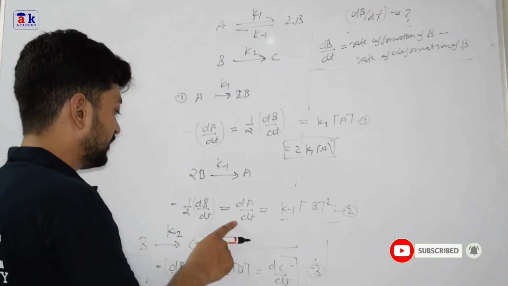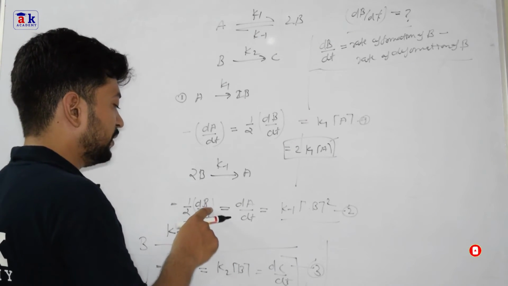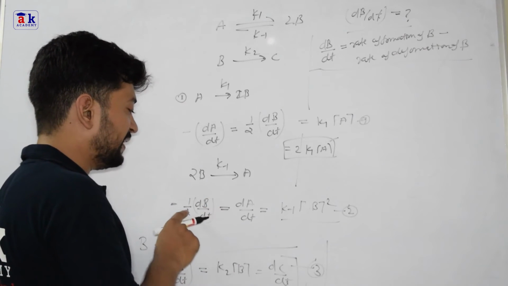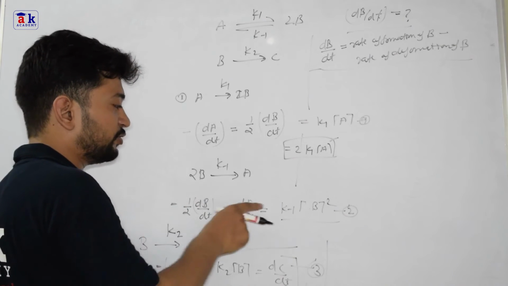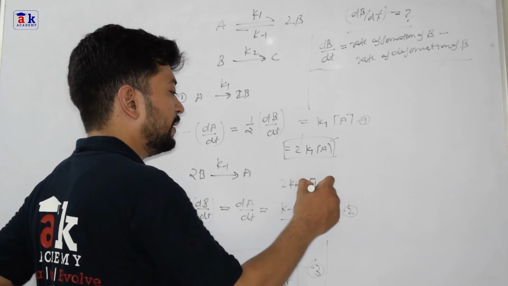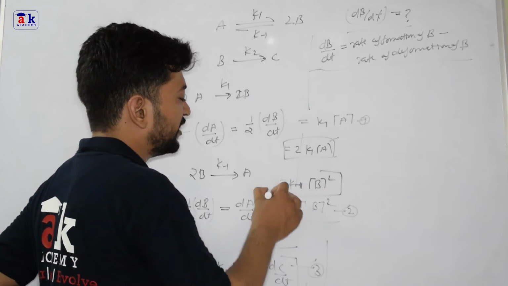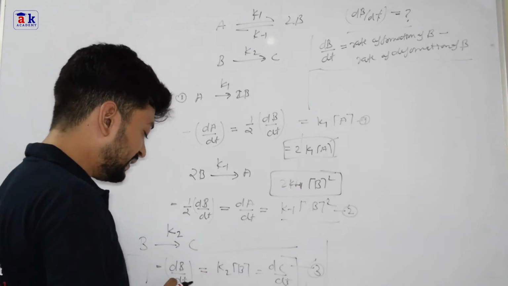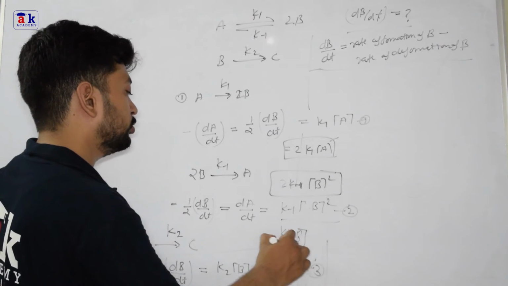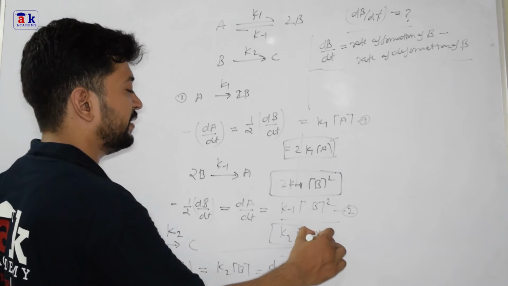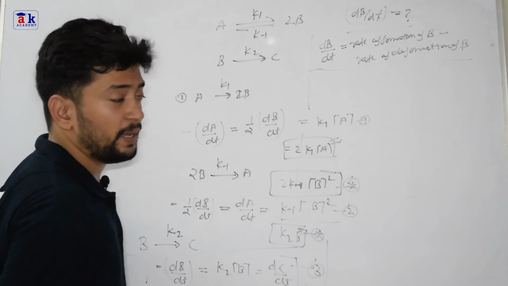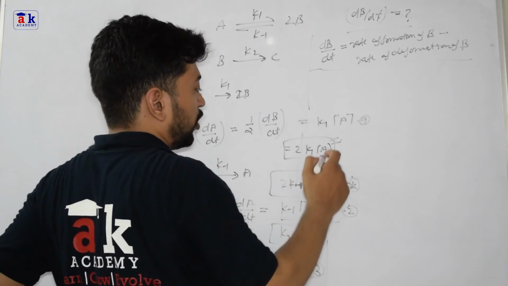But in this case we also have dB/dt, the rate of deformation, so minus dB/dt. Here I can shift this to this side, so this will become 2K-1 B square. So this is the rate of deformation of B, and in this case it will become K2B only, right? So this is the rate of deformation, and the other is the rate of formation of B. Now put all these values over here.